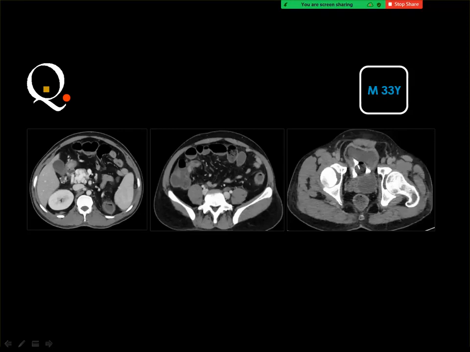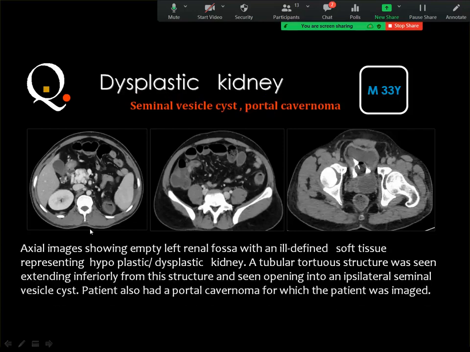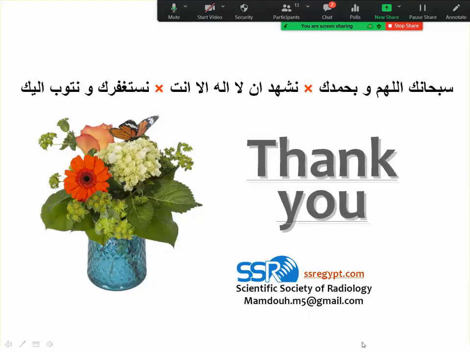Okay, then you see here that the left kidney is replaced by this shadow, which is cystic non-functioning renal tissue. And lower down, you can see that there is a cyst in the seminal vesicle. Then you are dealing with a congenital abnormality on the left side in the form of multicystic dysplastic kidney and seminal vesicle cyst. Also, you get portal cavernoma, which is not related to these congenital abnormalities. And thank you very much.